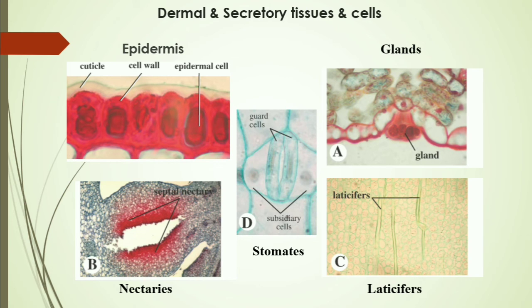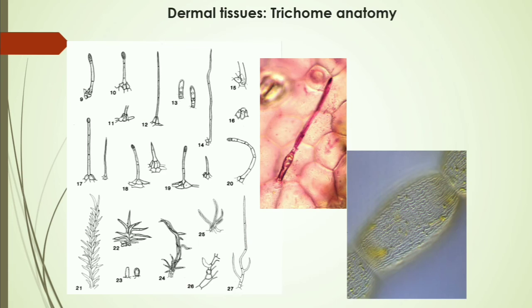Then the dermal tissue and secretory tissues and cells. So we can see the epidermal cells in the cell wall. Then the secretory cells like nectaries under the ovary in flowers. Then the stomata on the epidermis, certain glands and laticifers. Dermal tissue also includes trichomes, that is thick hairs present on the stem.